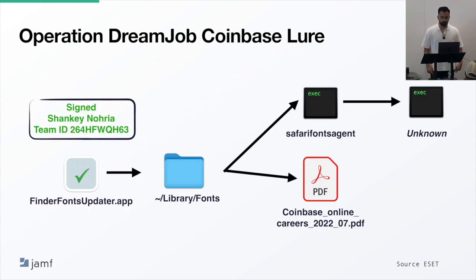So how does this all exactly work? Well, for Operation Dream Job, there was a Coinbase lure that was actually a signed and notarized version of this Finder Fonts Updater application that would write to the library fonts directory. Then it displayed this decoy PDF to the user, indicating that the application was truly necessary to view this potential job offer. Behind the scenes, it would drop the Safari fonts agent, as well as an unknown third stage payload, which we weren't able to retrieve since the C2 was offline at the time of analysis.